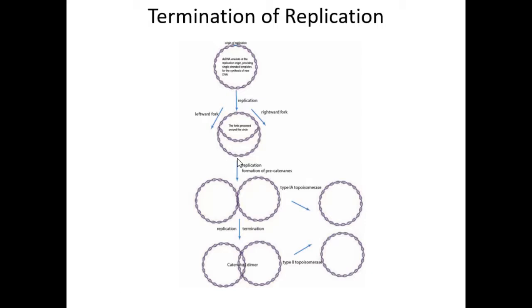Okay, so normally at this opposite end, the Ter site, they normally have the termination sites. And then the binding of the Tus protein, the replication terminator protein, to this Ter site can prevent the replication fork from passing through. Okay, so that's the termination of replication, and then they will separate.